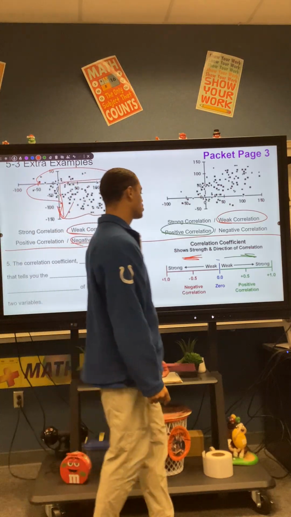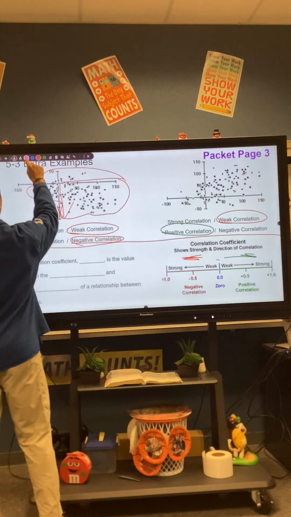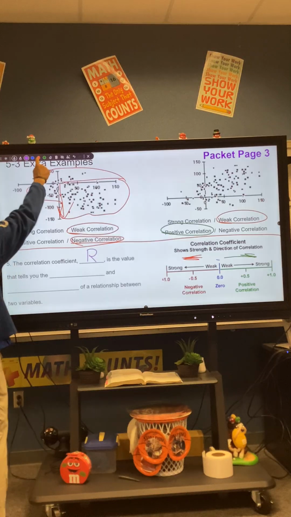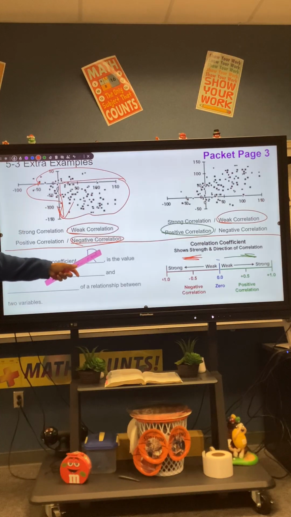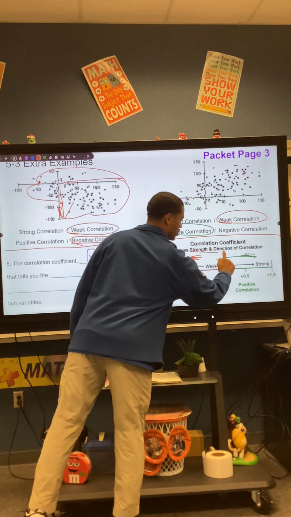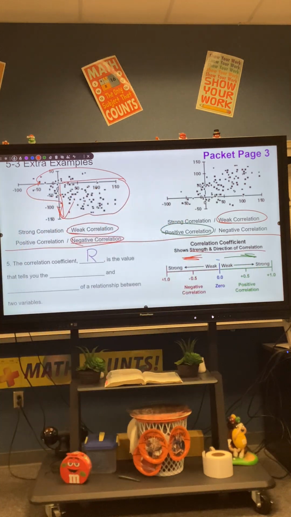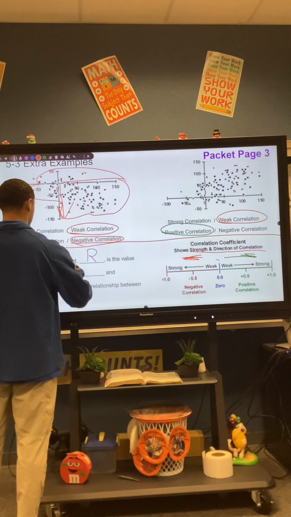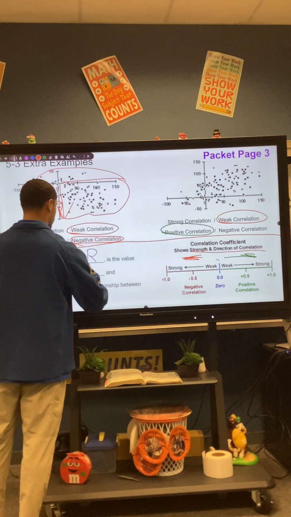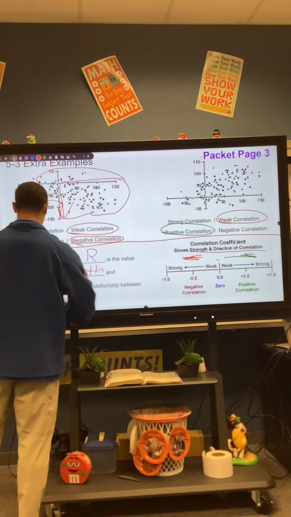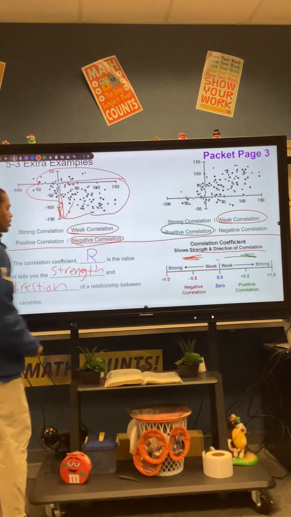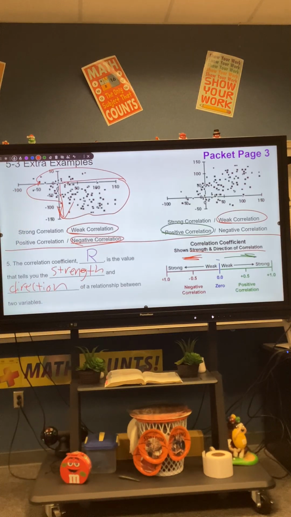The coefficient value, which I think she used as R, if I'm not mistaken. Yep. R is the value that tells you what are the 2 things in there? The strength and direction of the relationship between my two variables. We're literally almost done with the lesson.